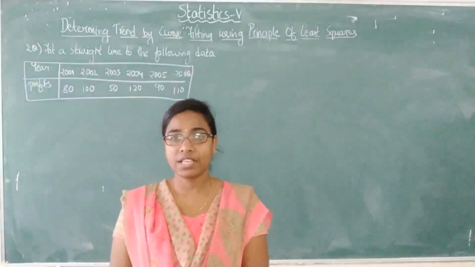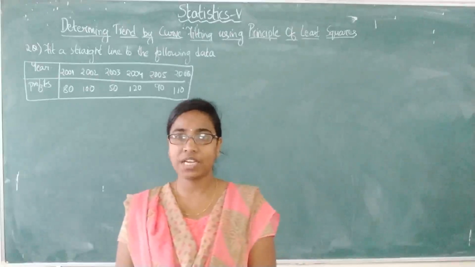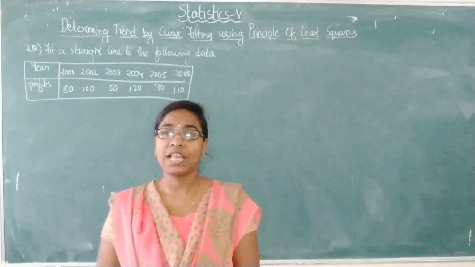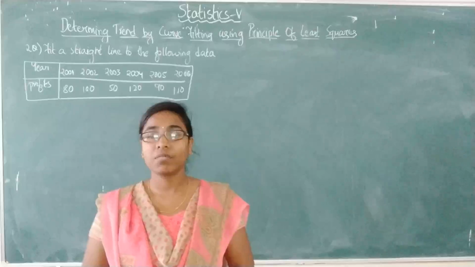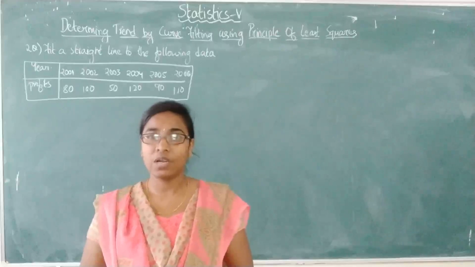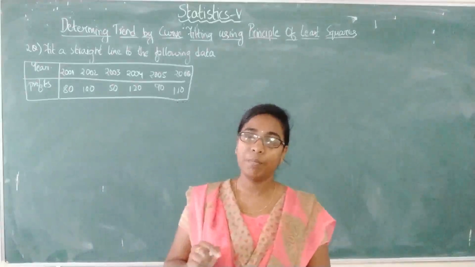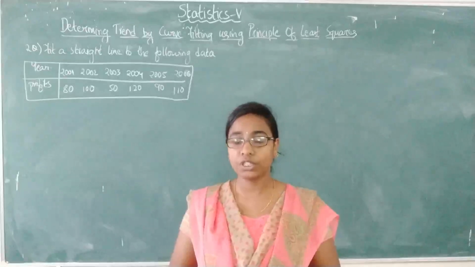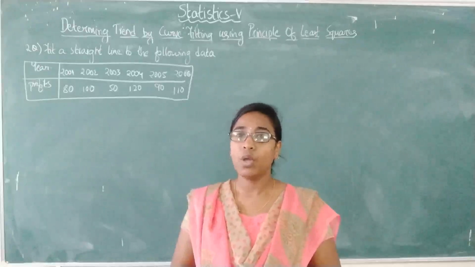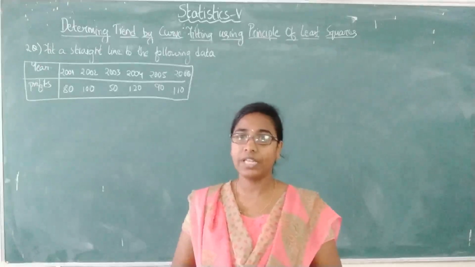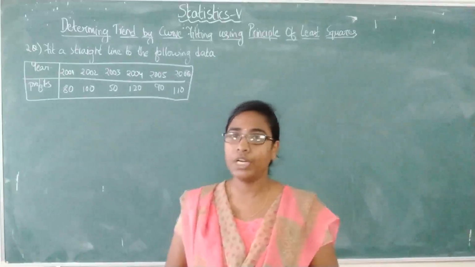In our last class we finished the fitting of all the curves and we started the problems. In the last class problem we fitted a straight line for the given data where the number of values was odd. Whenever we had odd values we directly took the middle term for the change of origin. If the n value is even, today we will see the next problem where n is even. Whenever it is even, we will take the average of the middle two values.